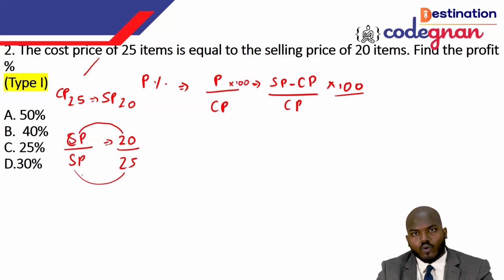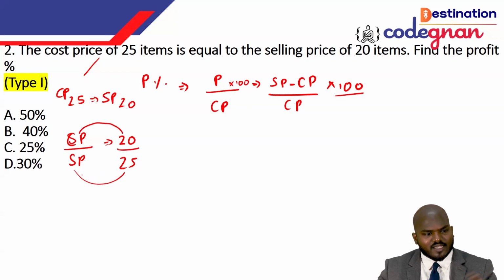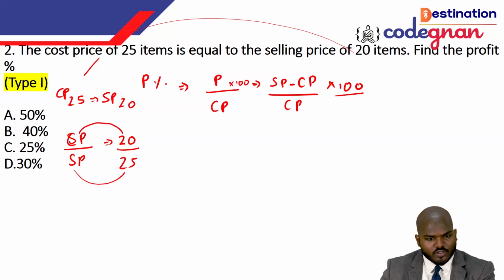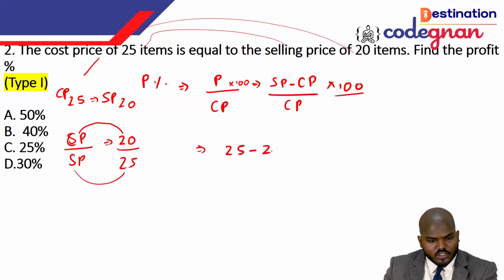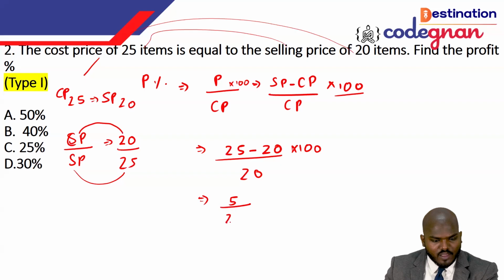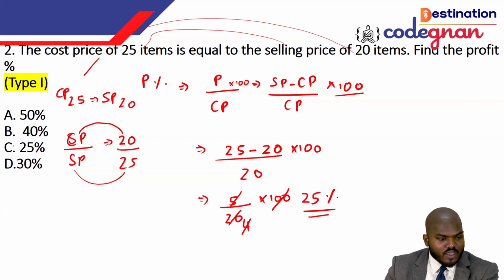Or else, if you don't want to make this step, you can directly say that the cost price is equal to this and selling price is equal to this, if this kind of question comes to your hand. So selling price is 25, cost price is 20, so 25 minus 20 by 20 times 100. That gives 5 by 20 times 100. If you cancel this, it gives you 4, and again it will give you 25%. So option C is the correct answer.